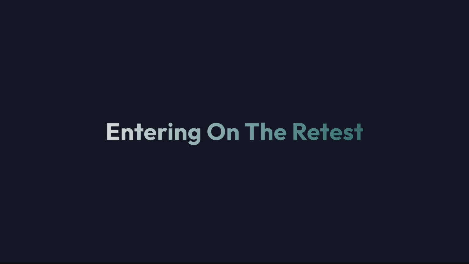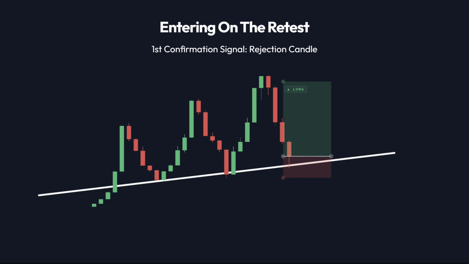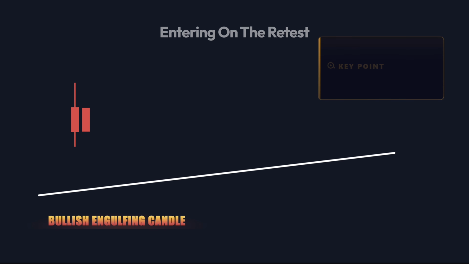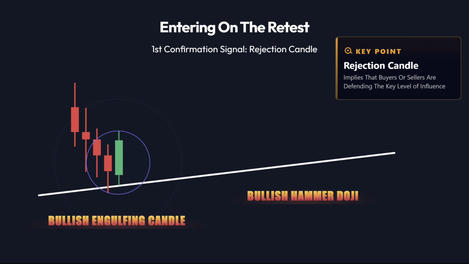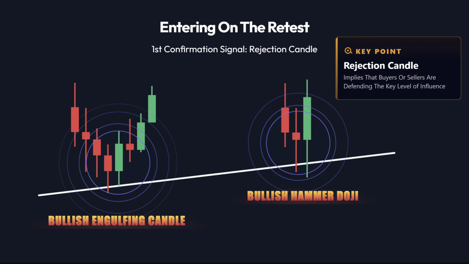You've identified a valid trend line. Price is now coming back for the retest, but is this a valid reaction or just noise? You do not buy or sell the moment price touches the line. That's the mistake. You wait for confirmation. The first confirmation signal is the rejection candle. Look for a strong rejection candle at the trend line, a bullish pin bar, an engulfing candle, a hammer. The candle itself needs to show you that buyers or sellers showed up at that exact level and defended it. No rejection candle, no trade.